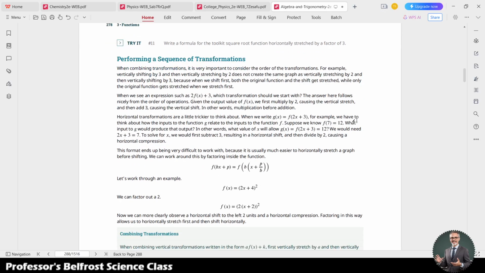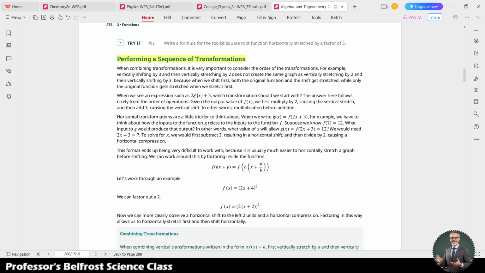So when combining transformations, it is very crucial to consider the order of the transformations. For example, vertically shifting by 3 and then vertically stretching by 2 doesn't create the same graph as vertically stretching by 2 first and then vertically shifting by 3, because when we shift first, both the original function and the shift get stretched, while only the original function gets stretched when we stretch first, okay?